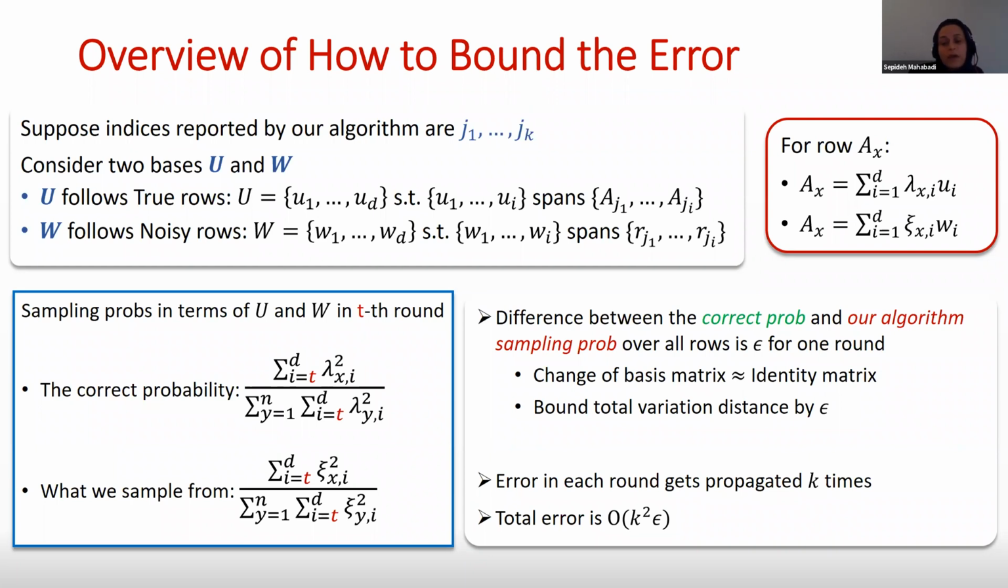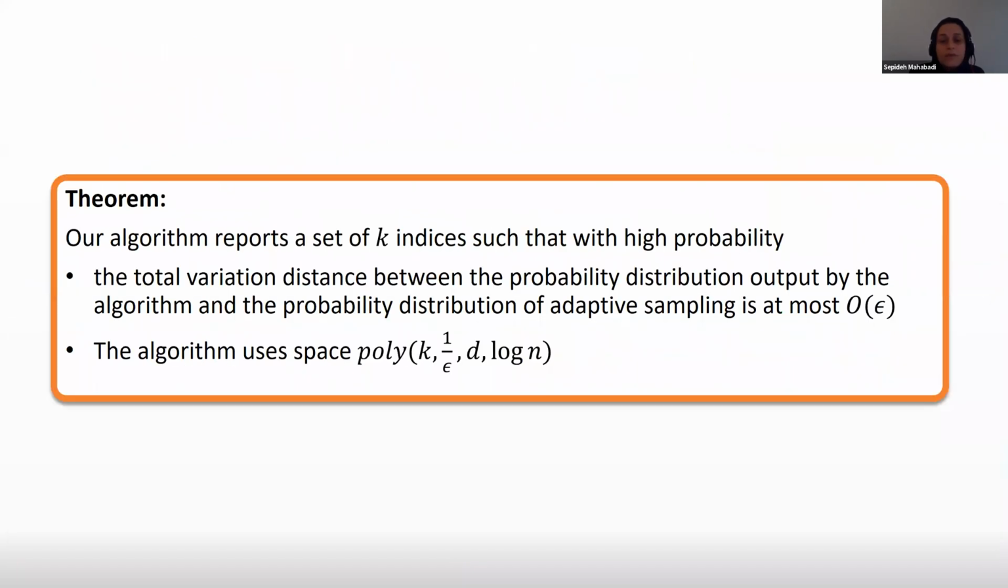So by changing epsilon to epsilon over k squared, say, we get our results for adaptive sampling. We can show that our algorithm produces a subset of size k of indices such that the total variation distance between the distribution produced by our algorithm and the one produced by adaptive sampling is bounded by at most order epsilon. And the total space usage of the algorithm is polynomial in k, 1 over epsilon, d, and log n.